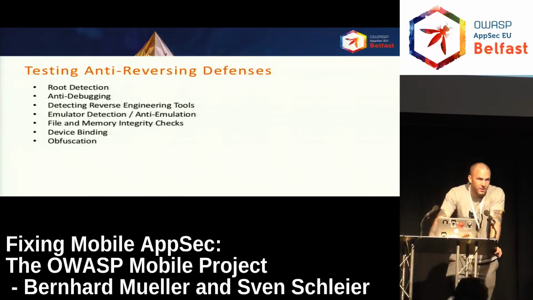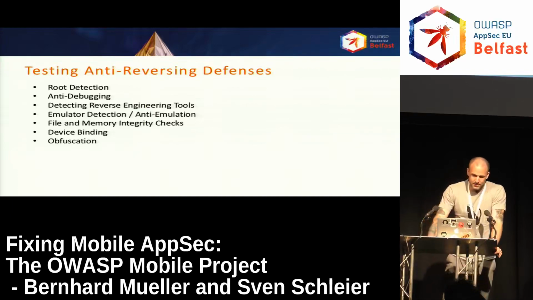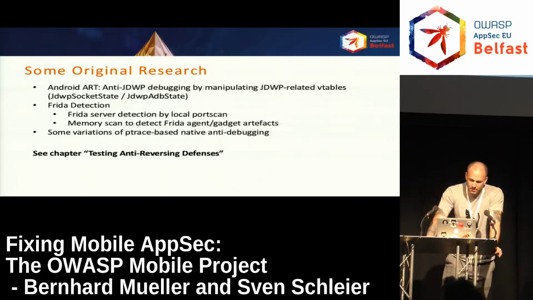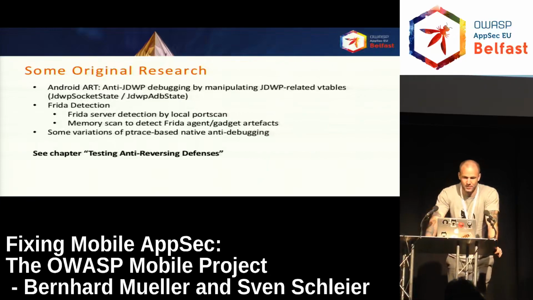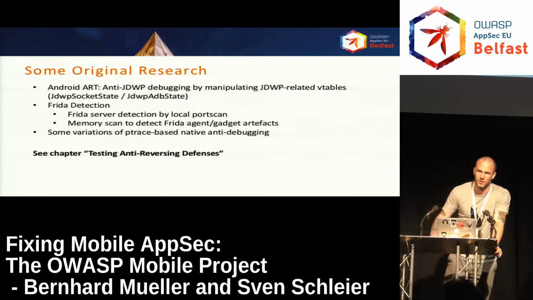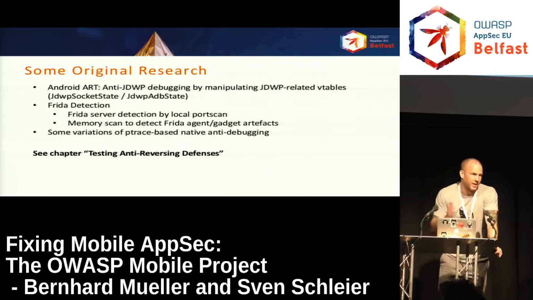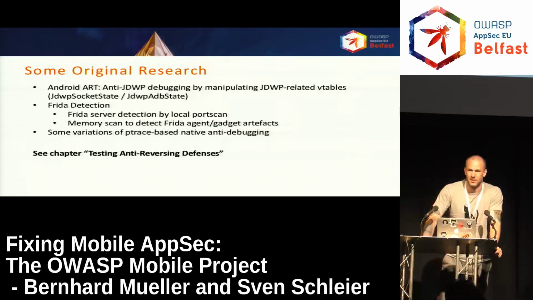And we also have chapters that cover anti-reversing defenses in particular, including root detection, anti-debugging. And in these fields, we've also done quite a bit of original research. So we're describing some anti-debugging stuff and integrity monitoring mechanisms that you won't find anywhere else so far. So we have some methods of debugger detection, for example, messing around with debugging structures in memory to manipulate function pointers so that the debugger just disconnects. It's pretty fun stuff. But on the other hand, we also show how to bypass it.